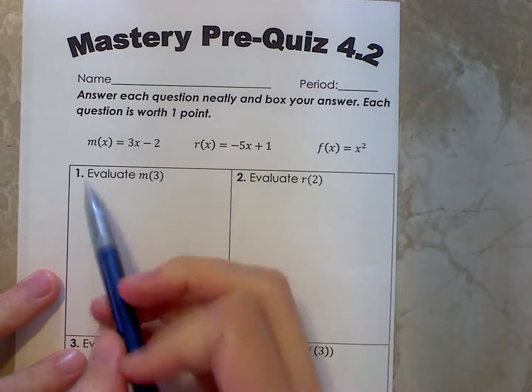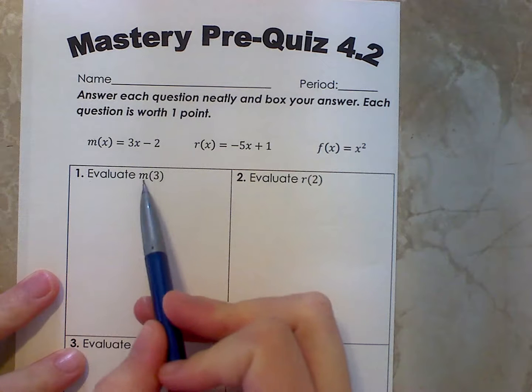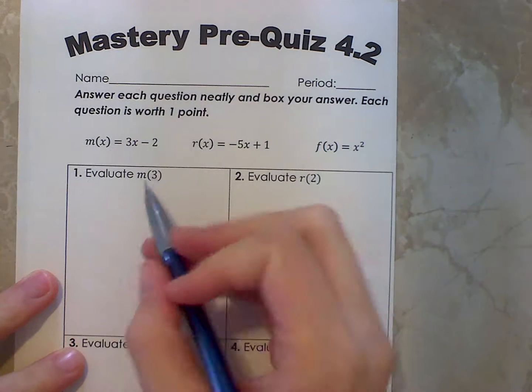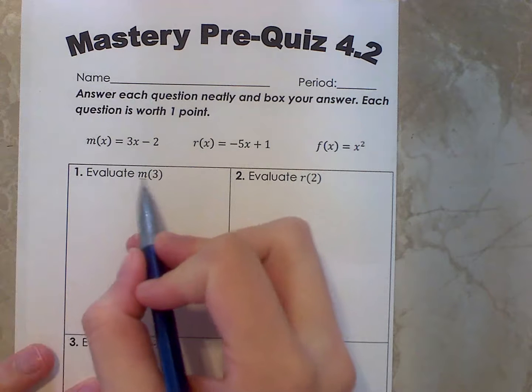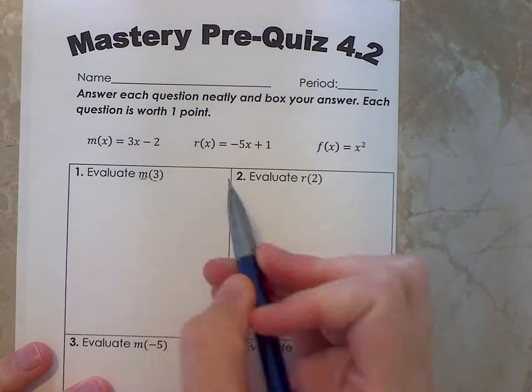So in each problem, let's look at number 1. It says evaluate m of 3. And that's just how you say this, m of 3, right? And basically there's two pieces of this. This tells us which function to use, and this tells us what to plug in, right?